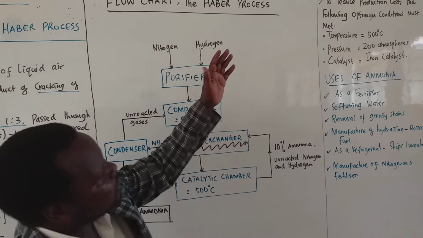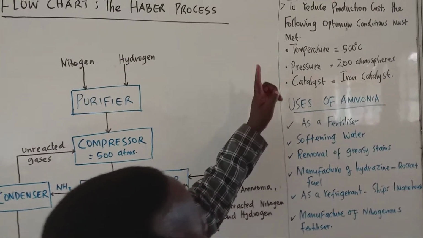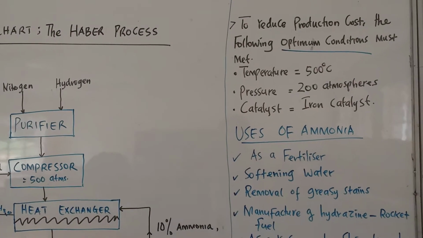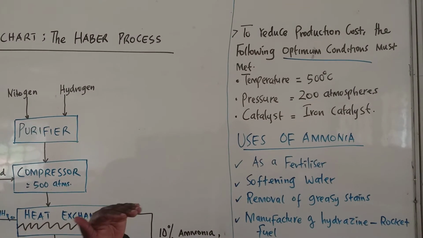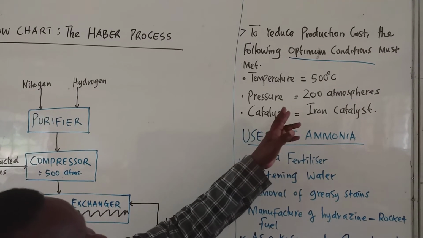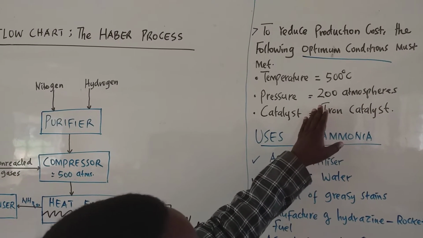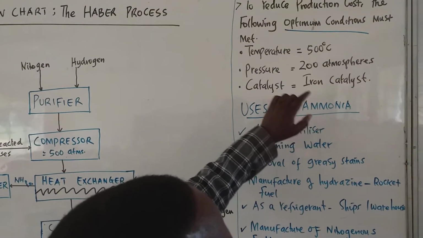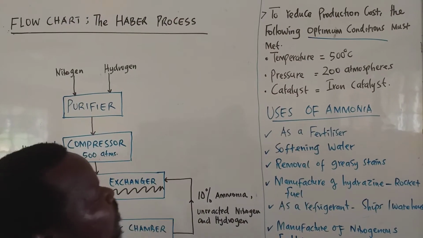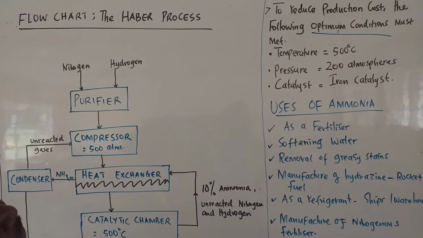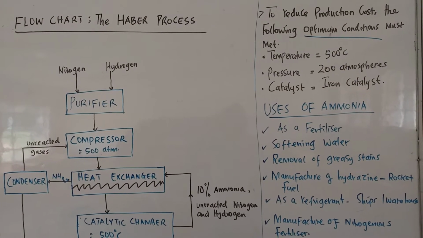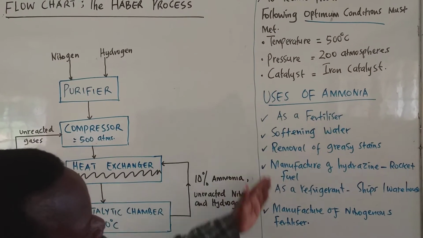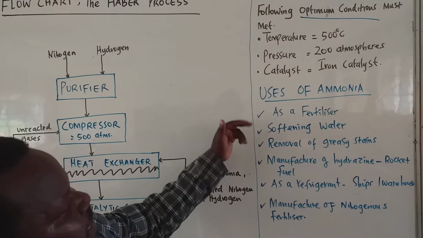And to reduce these production costs, the following optimum conditions must be met. Now, we have temperatures of about 500 degrees Celsius, pressure of at least around 200 atmospheres, and finally the catalyst which is required is the iron catalyst. So these are the optimal conditions which will reduce the production costs and make the process very efficient and also economical.